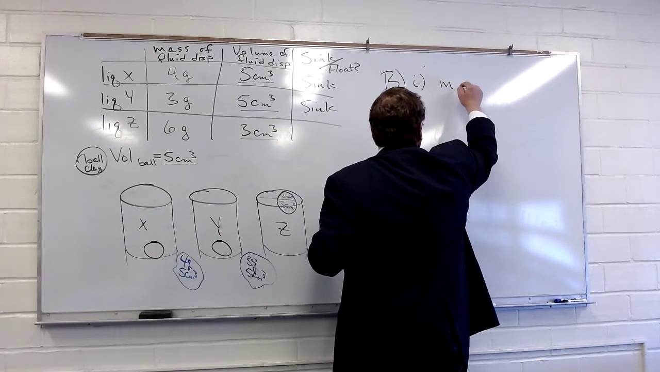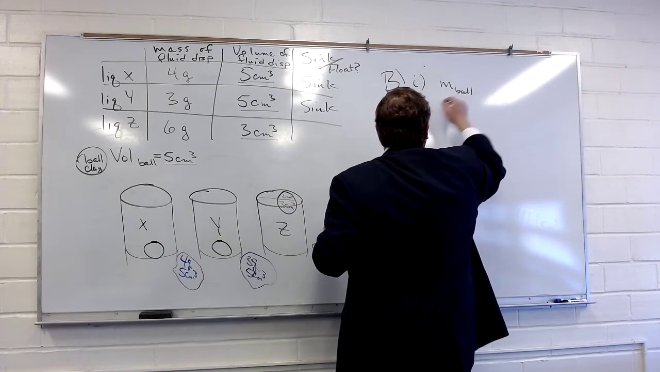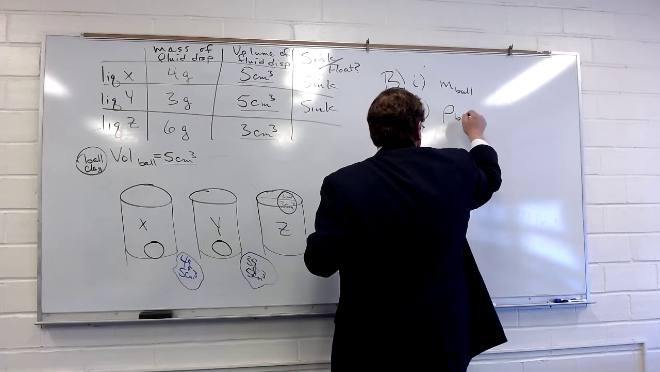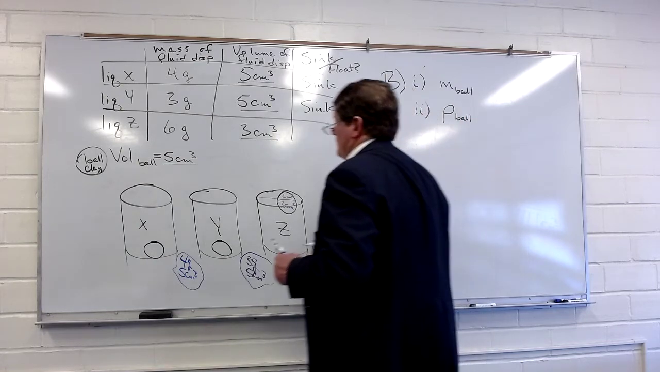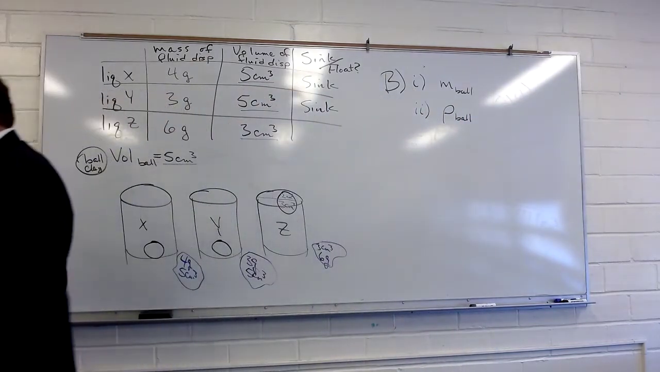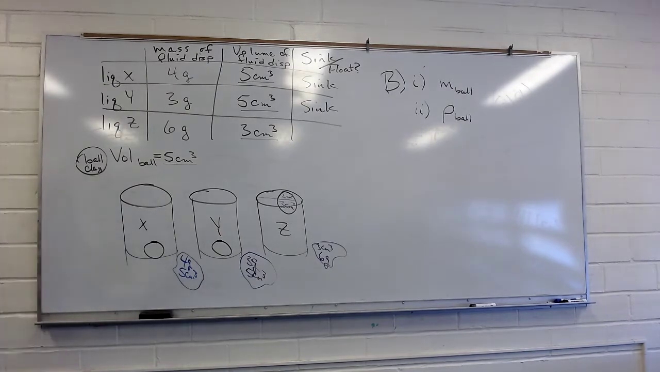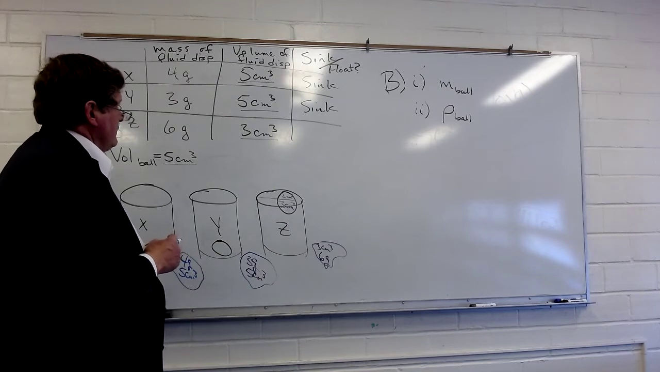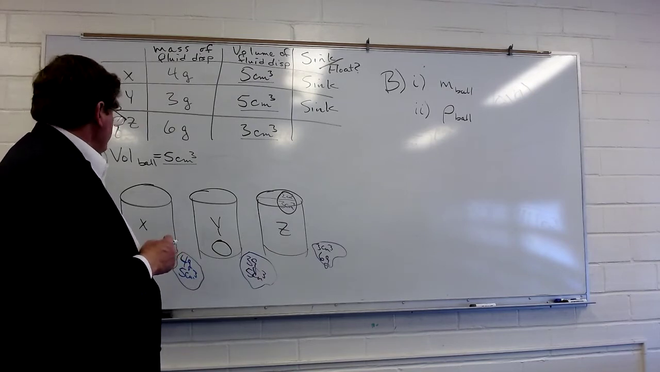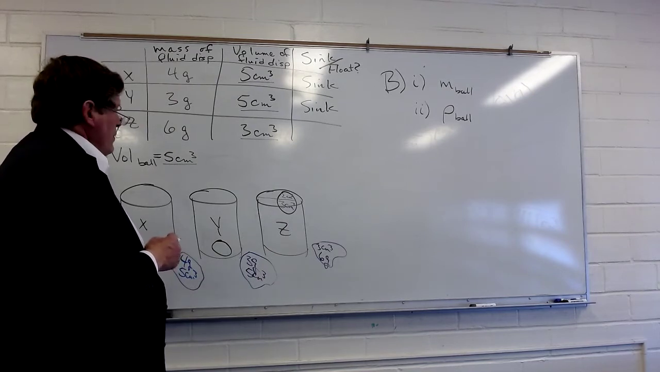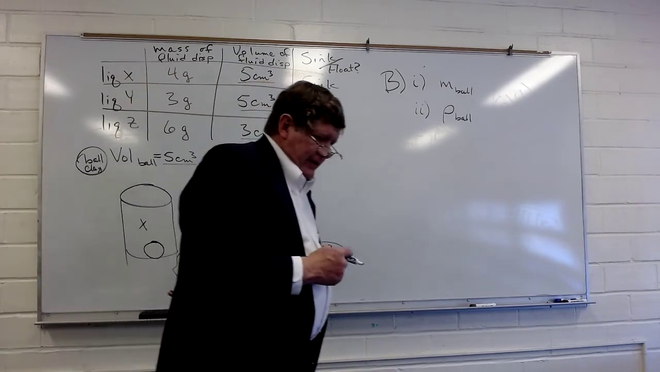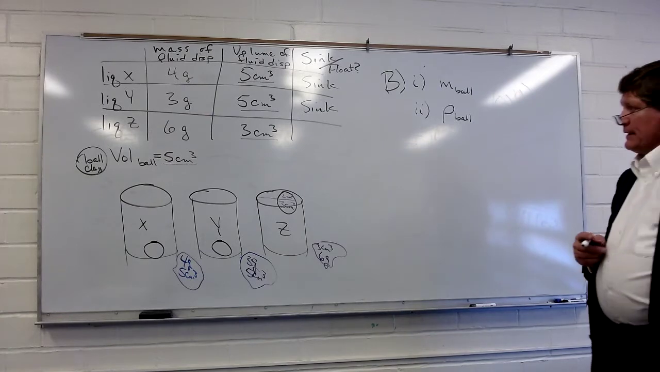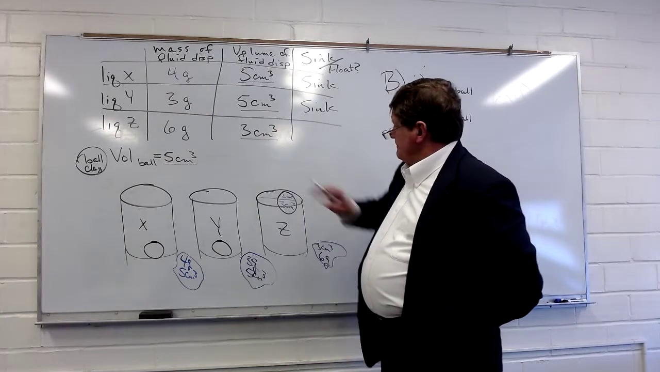The mass of the ball and the density of the ball. Well, there's 2 ways to go about this. Let's go about it the forward way. When I'm looking for the mass of something, I look for an experiment where it floats. And that's this experiment here.